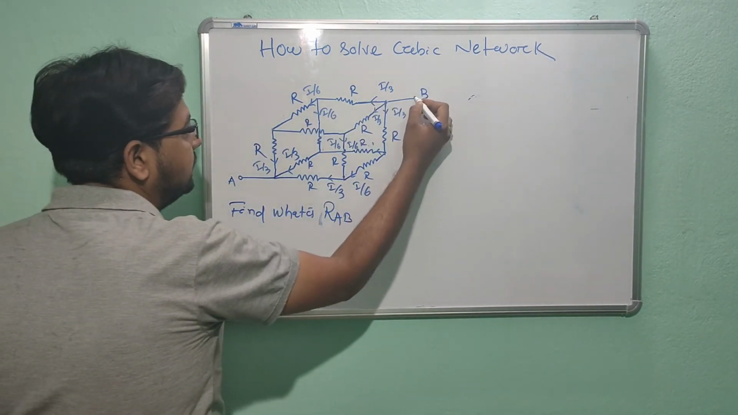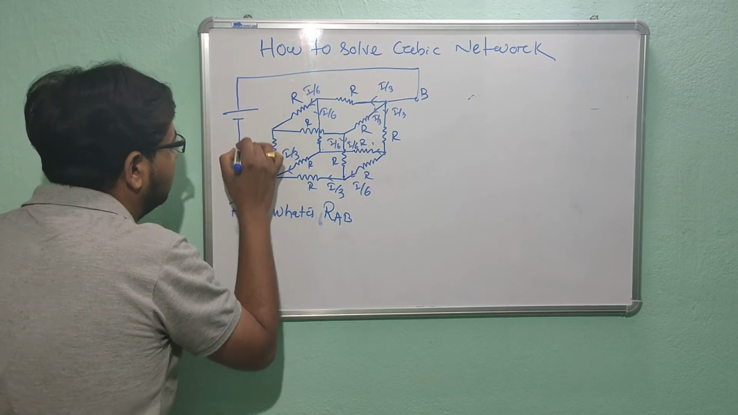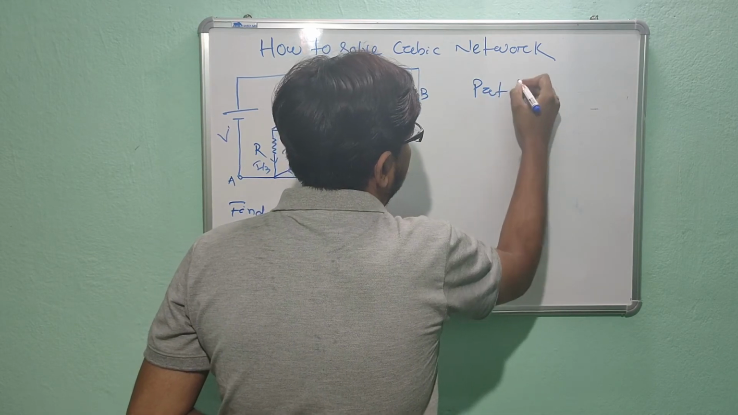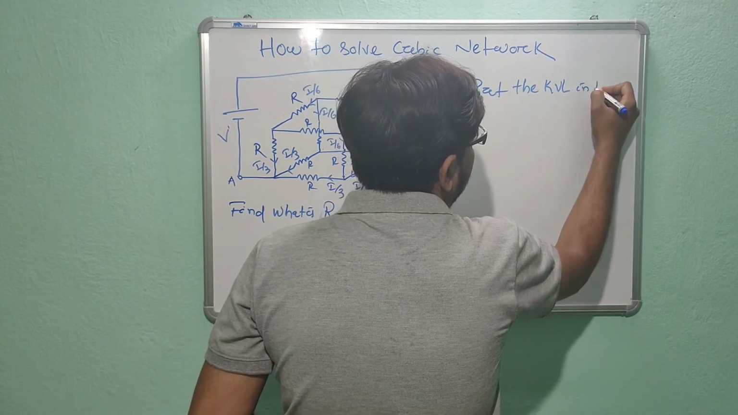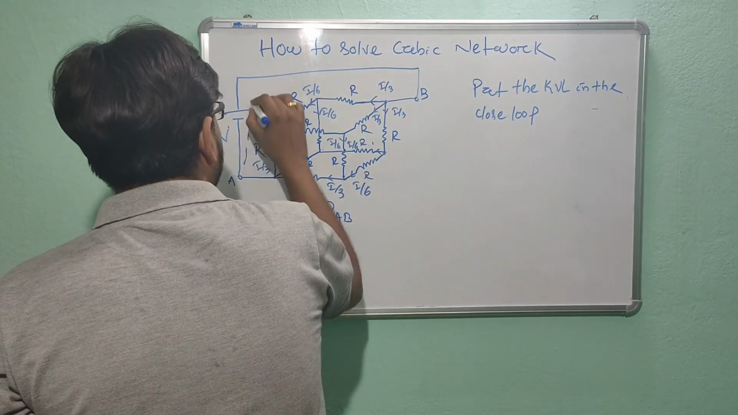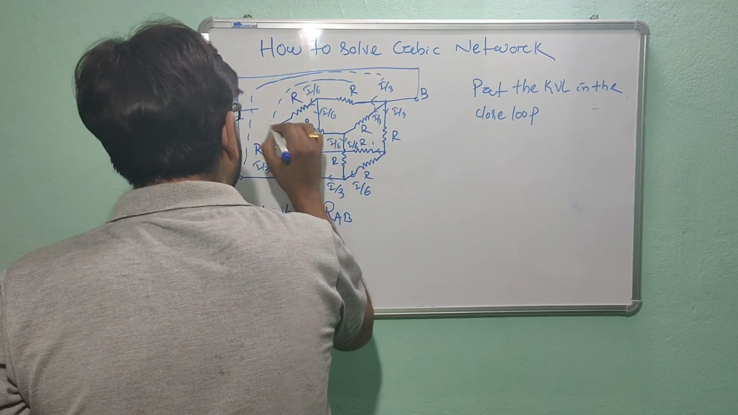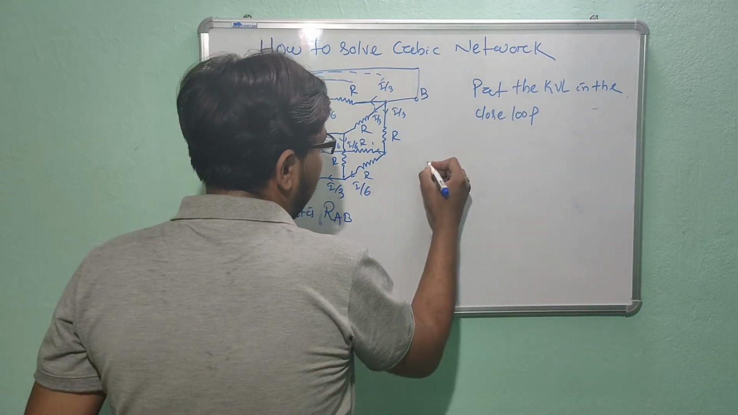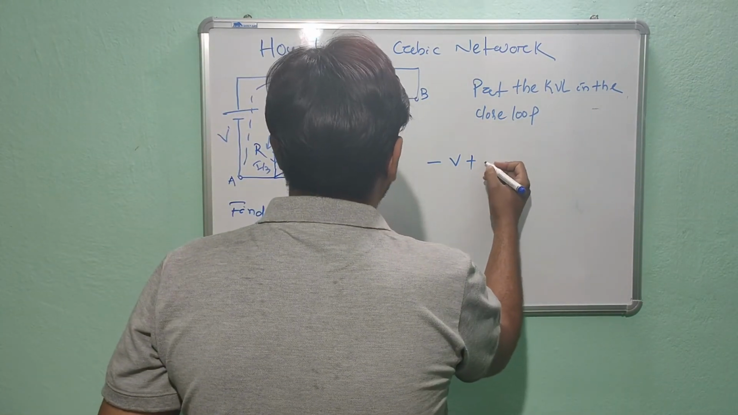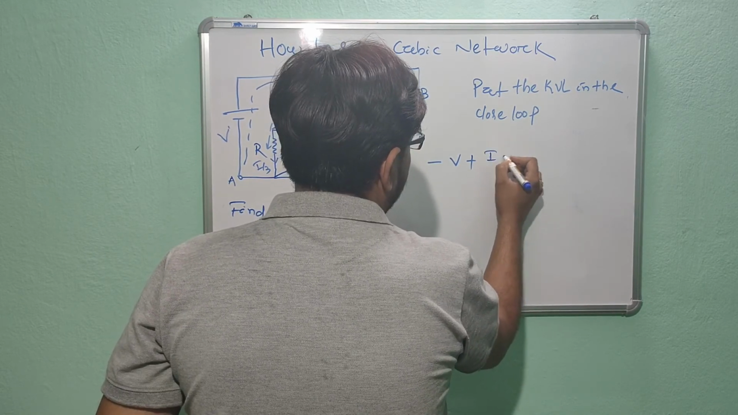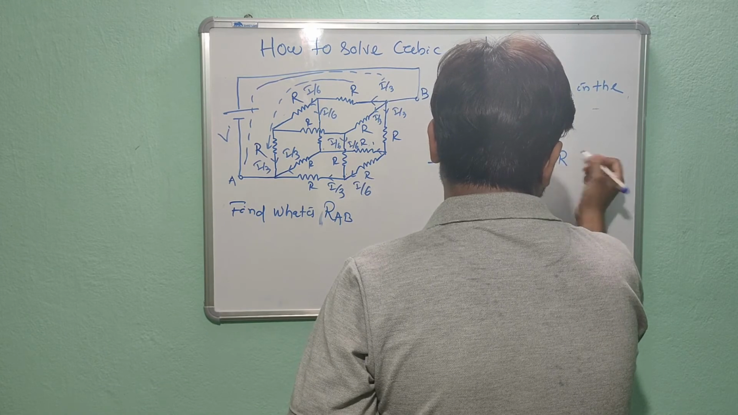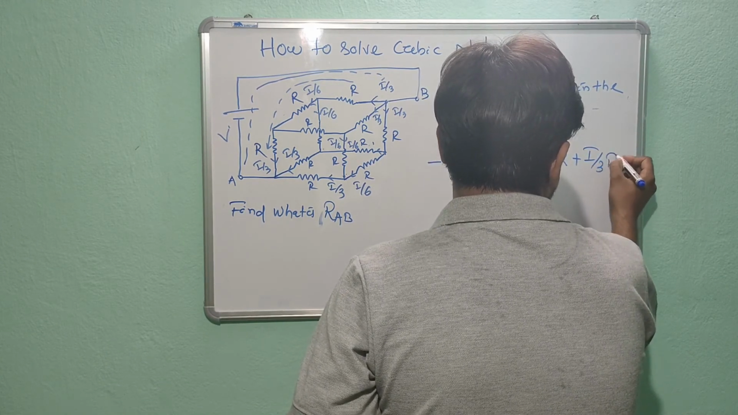Now joining points A and B with a voltage source, that is your V. Now put the KVL in the closed loop. So what is the KVL equation? Minus V plus I by 3 R plus I by 6 R plus I by 3 R.